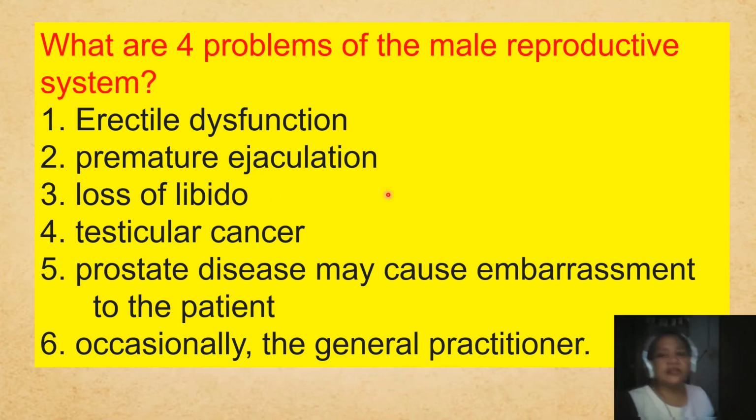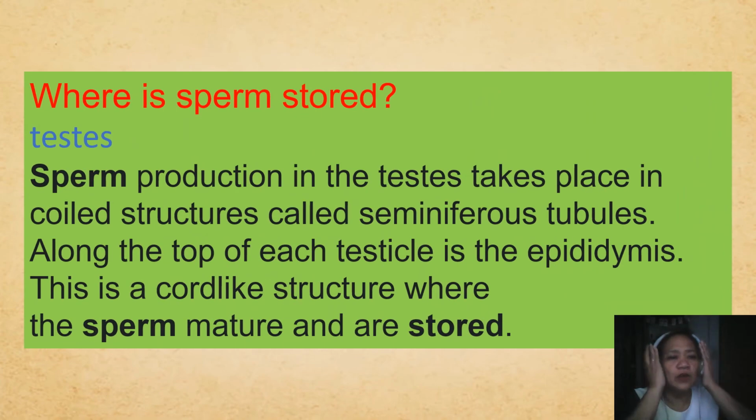Okay, next is, where is sperm stored? The sperm is stored in the testis, and sperm production in the testis takes place in coiled structures called seminiferous tubules. Along the top of each testicle is the epididymis, a cord-like structure where the sperm matured and are stored. So where is the sperm stored? It is in the testis.